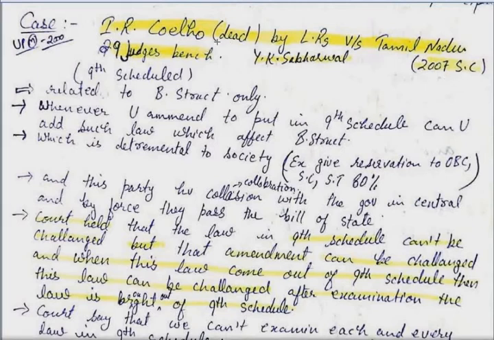What does dead mean? Dead means this person died during the proceedings and later on his LRs represented him in the proceedings. In this case, the constitutional validity of the ninth schedule was involved, as to whether the ninth schedule is constitutional or not. So basically, it is also related to the basic structure only. As we already know, in the Kesavananda Bharati case, the Supreme Court already said that the basic structure of the constitution cannot be taken away or abridged.